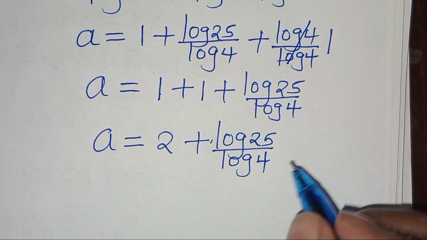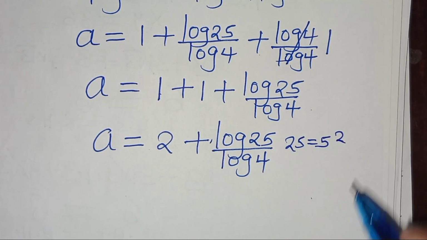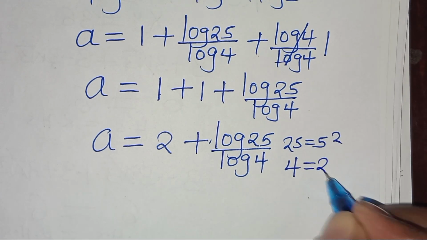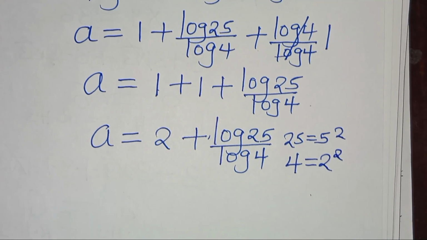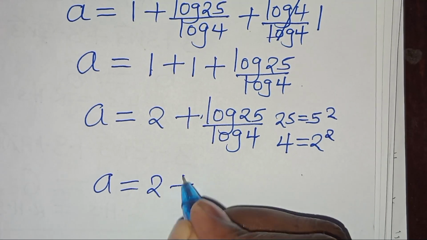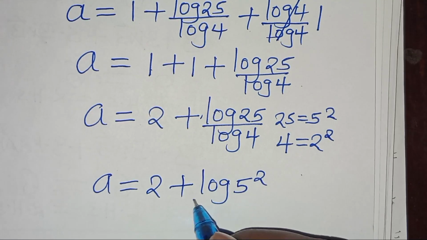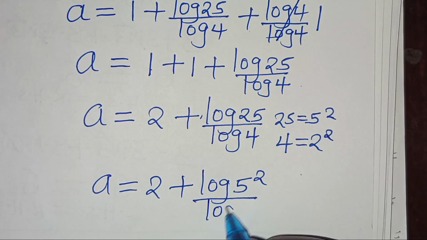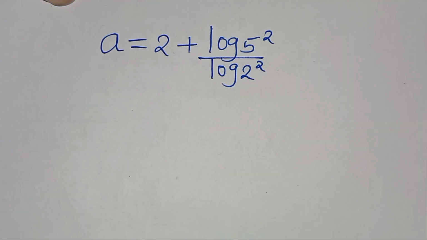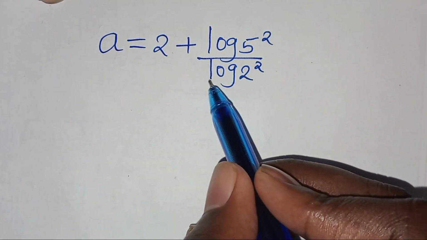We can express 25 from here as 5 to power 2, and we can express 4 as 2 to power 2. So here we have that a is equal to 2 plus log 5 to power 2 divided by log 2 to power 2.